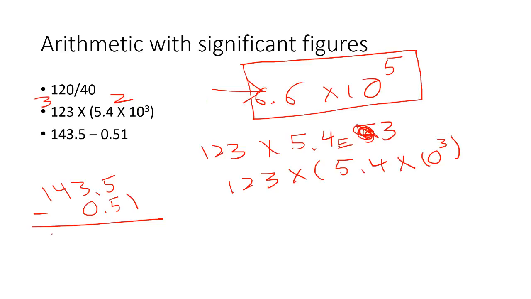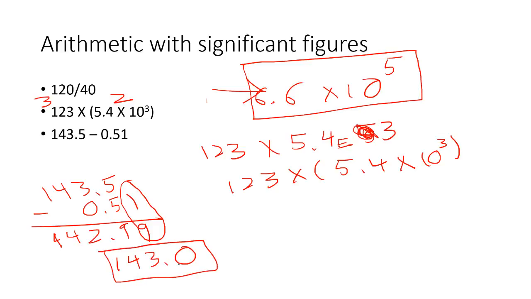So for example, here we have 100. When we put it in our calculator, we would get 142.99. However, we don't know the number that well. We don't actually know this place right here. We don't know the hundredths digit. So we would say that the answer was 143.0, because we only know to the tenths digit.